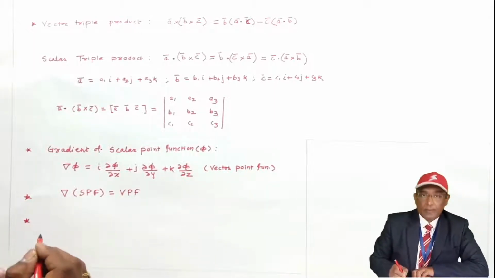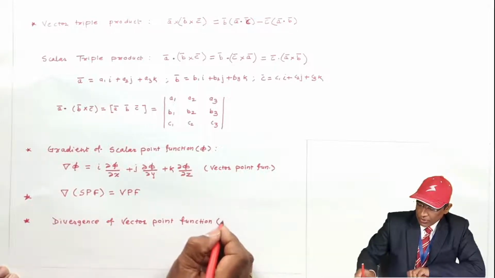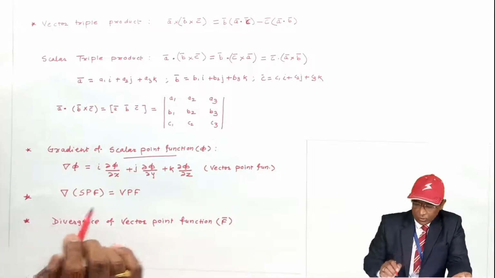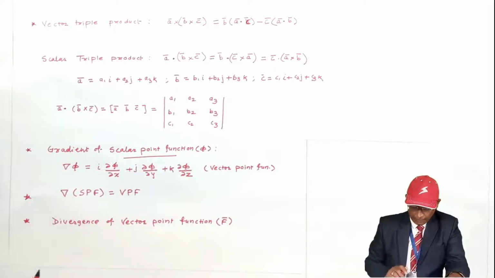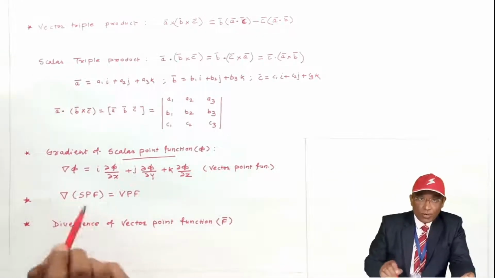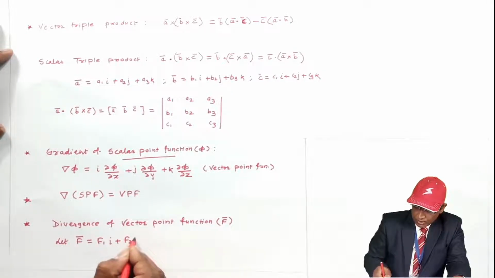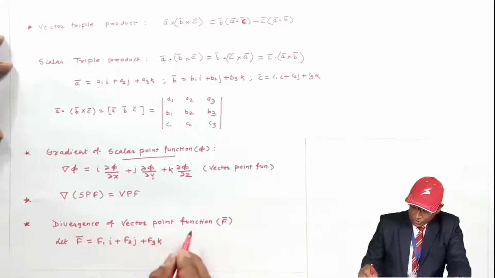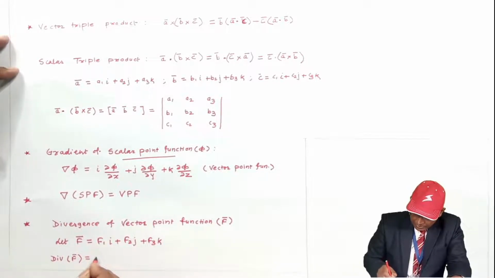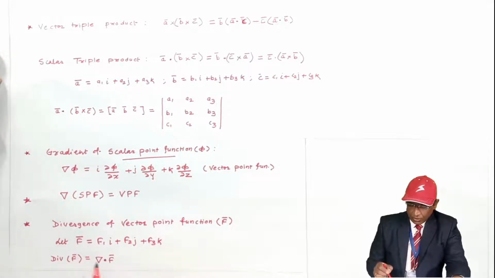Now, the next operator is divergence of vector point function. And vector point function, I am denoting it by f bar, like the gradient of scalar point function. And once you take the gradient, you get vector point function. Okay, this is important. Now, divergence is always taken over vector point function. Divergence of scalar point function is invalid. Let f bar is equal to f1 i, f2 j, f3 k. Now, divergence of f bar, div of f bar, or it can be written as del dot of f bar. Simply del is gradient, del dot is divergence.